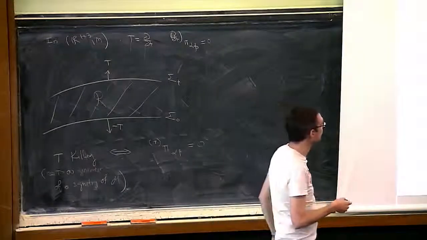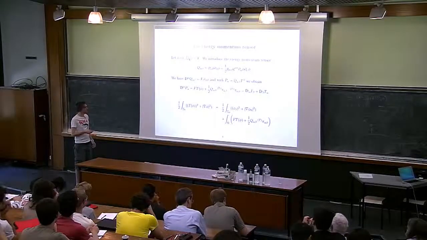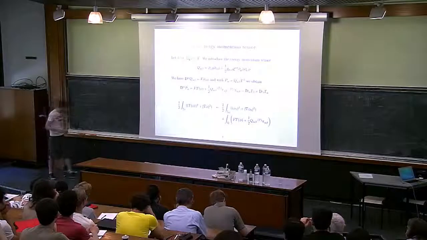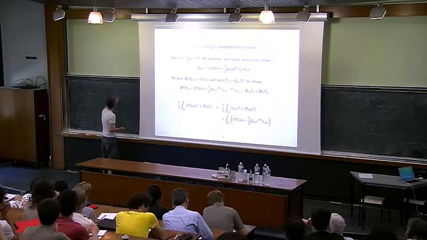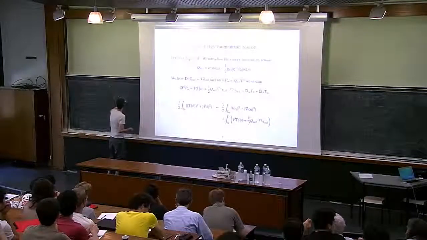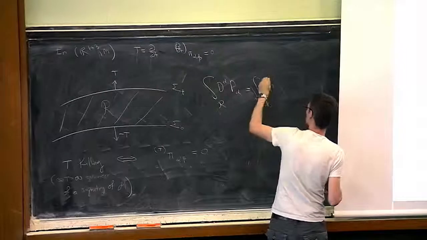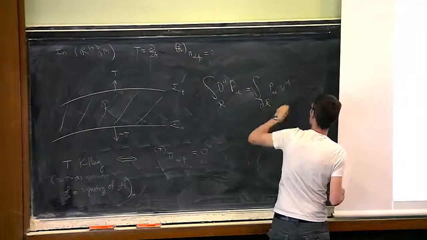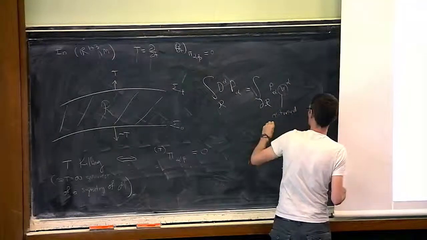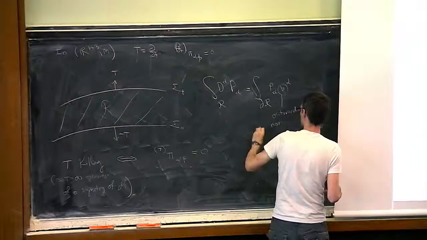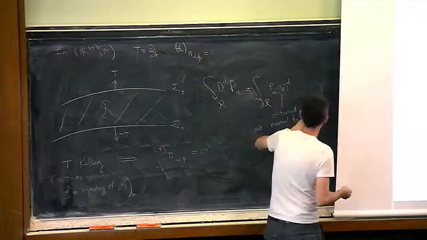Okay, so this is your divergence relation, and now, of course, I'd like to apply Stokes' theorem. I'd like to integrate this divergence relation on the space-time region R. So if you integrate, you get that the integral of d alpha P alpha over R, by Stokes' theorem, is the integral over the boundary of R of P alpha nu alpha, where nu is the outward pointing unit normal to region R.